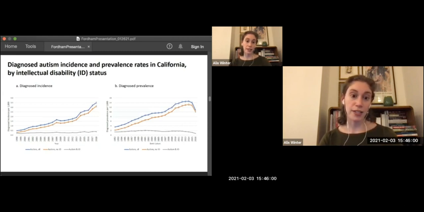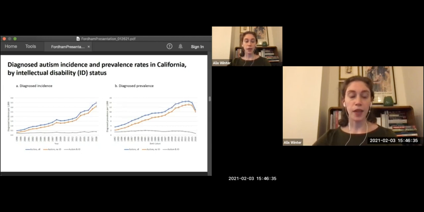And most of that increase was among children who do not have comorbid diagnoses of intellectual disability. If we look more closely, incidence rates rose relatively steadily from 1998 to 2008, sort of declined and then plateaued a bit between 2008 and 2010, and then increased again between 2010 and 2018, with especially large increases after 2013, when the DDS adopted the DSM-5 criteria for autism spectrum disorder.